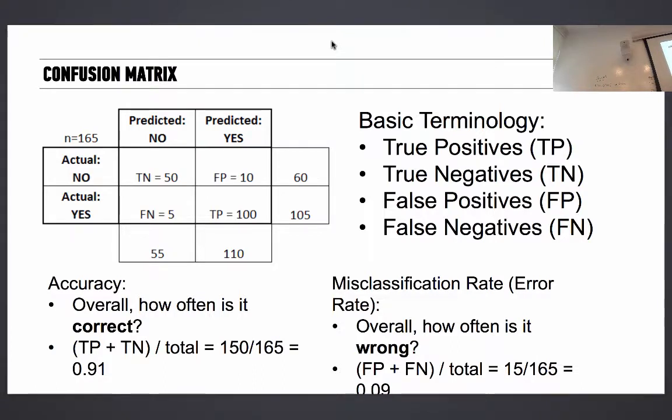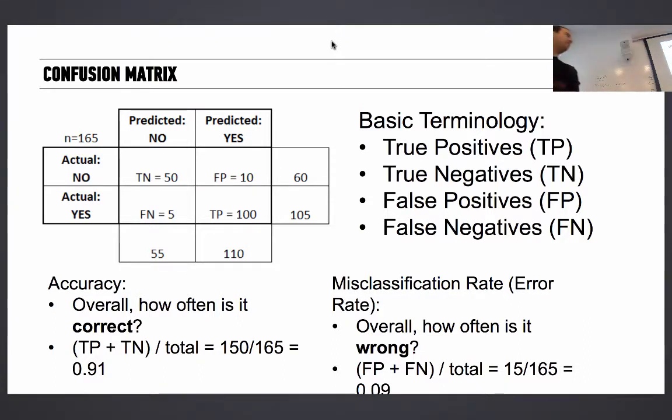True negatives, again, is an integer. It's the physical number of people who the test said no and the test was right. They didn't have it. That's 50. False positives is when the test said yes, but they didn't have it. That's 10. False negative is when the test said no, but they did have it. And that's 5, bottom left.